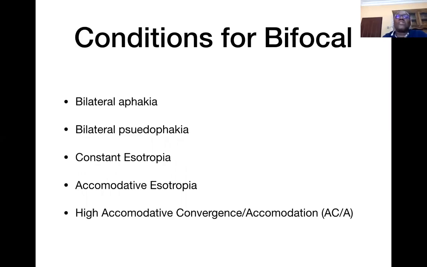So what other conditions should you give bifocals? Well, as I mentioned, those that have bilateral aphakia, those that are pseudophakic in both eyes, those that have constant esotropia, then accommodative esotropia, then high accommodative convergence to accommodation ratio. I will explain that further.